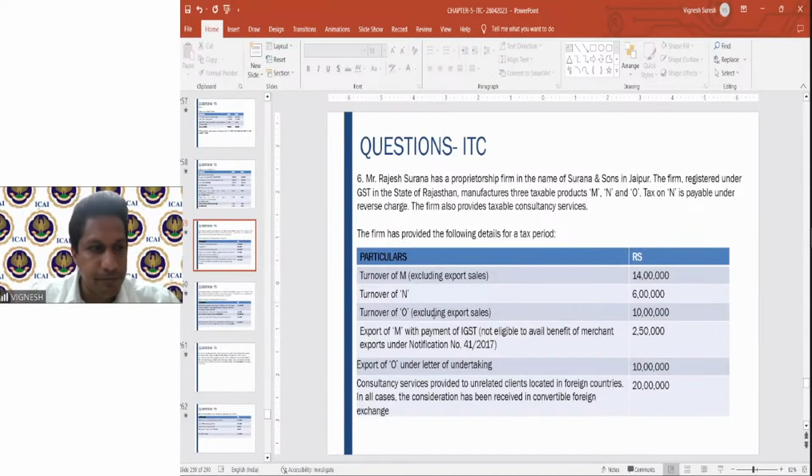Any answers? Covering a lot of provisions, this particular problem. So if you see here, the first question being asked is the net GST liability. So how do you work out net GST liability? Total output tax minus the input tax credit, as simple as that.